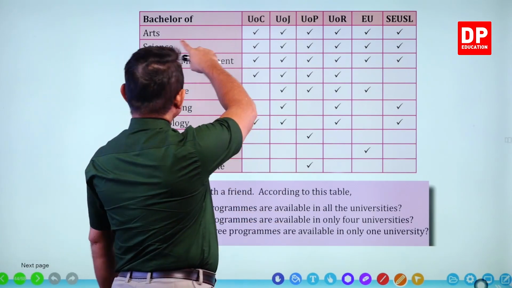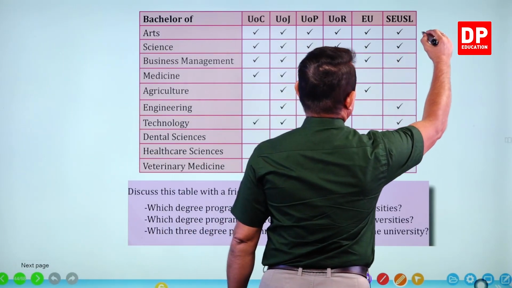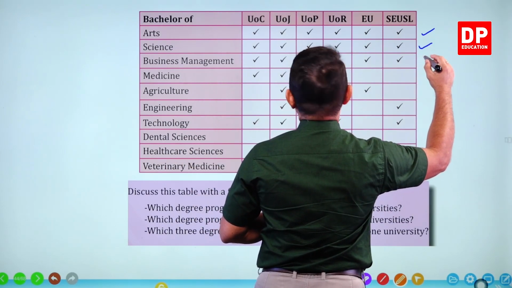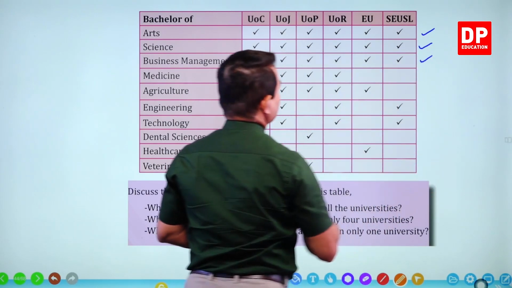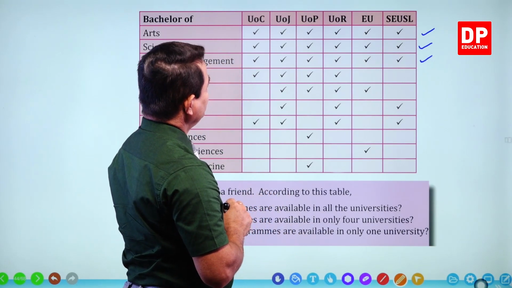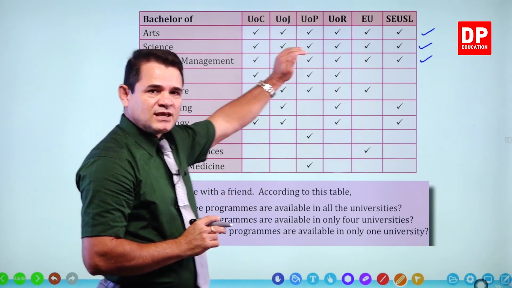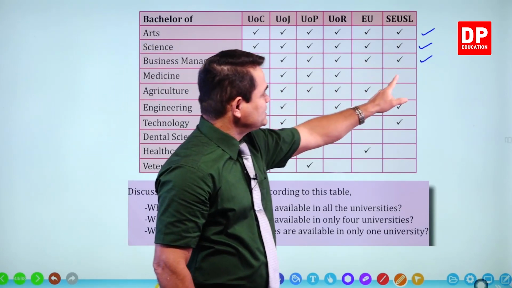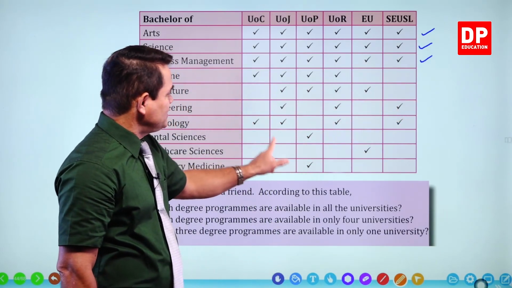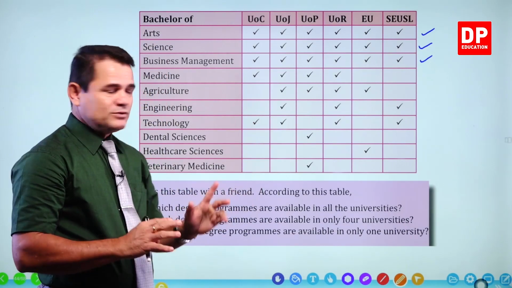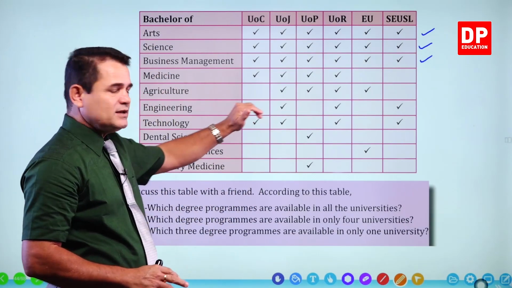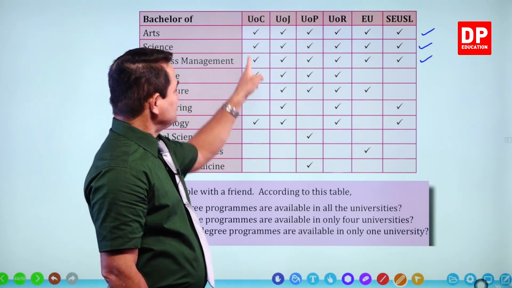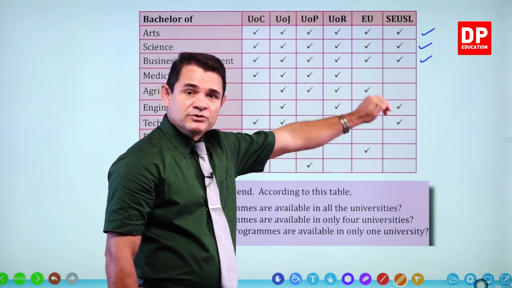So first one, arts, yes, you have. Science, you have. And business management, yes. So these three are in every university. Medicine is not in these two universities. So these programs are not in some universities. But these three, in all the universities you have.